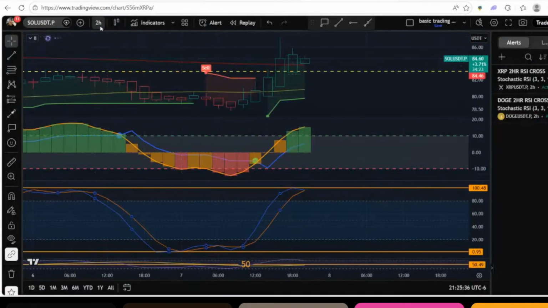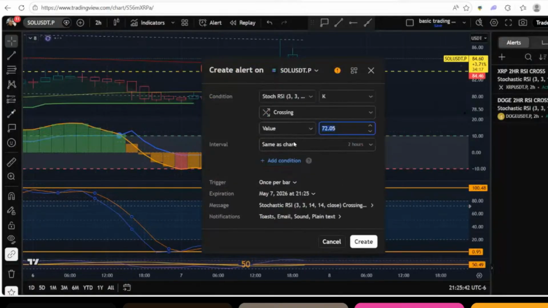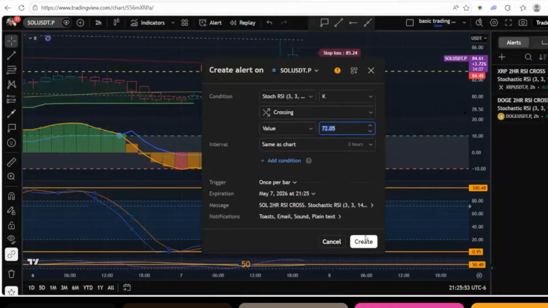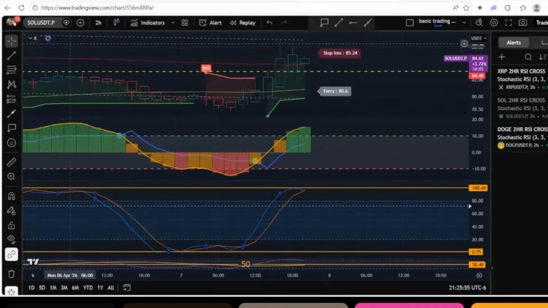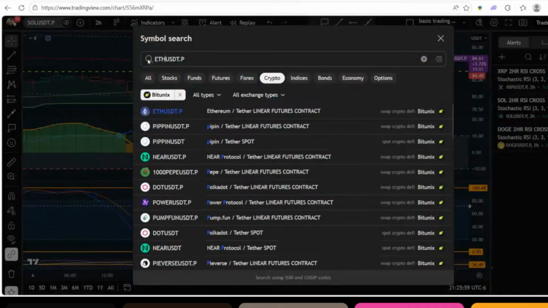And make sure you're on the right time frame. Right? We're on the 2-hour. I'm going to click there. Set an alert. We're going to go to name the message. So this is Solana 2-hour RSI crossing. We're going to apply, create, and then the other one I want to do is Ethereum.